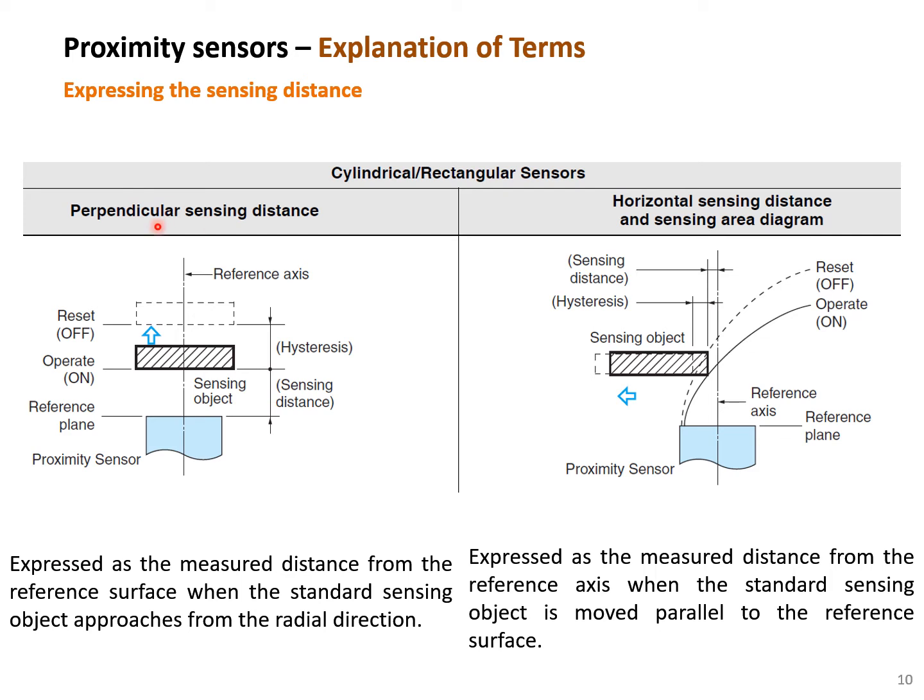The perpendicular sensing distance is expressed as the measured distance from the reference surface when the standard sensing object approaches from the radial direction. And the horizontal sensing distance is expressed as the measured distance from the reference axis when the standard sensing object is moved parallel to the reference surface.